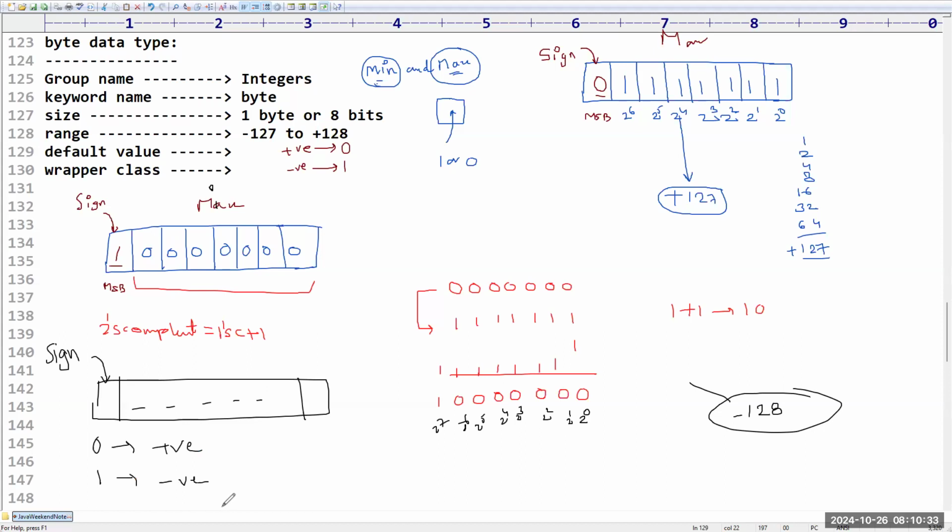Got it? Sir, everyone understood how this theory works in the background. No one is going to ask this theory, but how these 127, 128 came, I am just demonstrating. In every language, this scenario is common. Sir, clear everyone? Yes, sir.